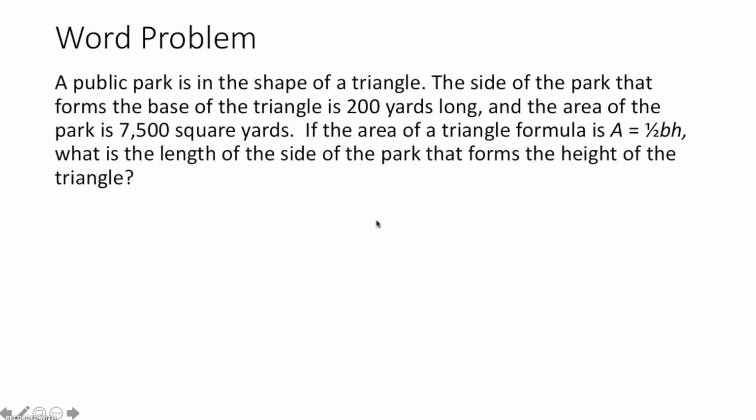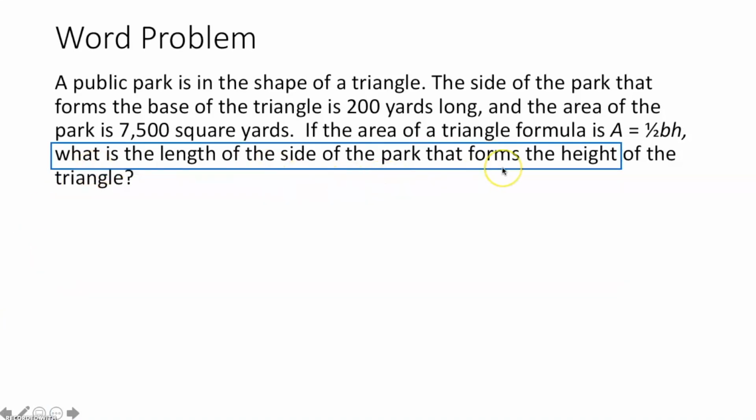So, word problem. Step 1, don't be scared. Step 2, we need to figure out what it is asking us to find. Well, it's asking us what is the length of the side of the park that forms the height. So we're trying to find the height, which means step 3, when we define our variables, we'll start with h is equal to the height of the triangle.